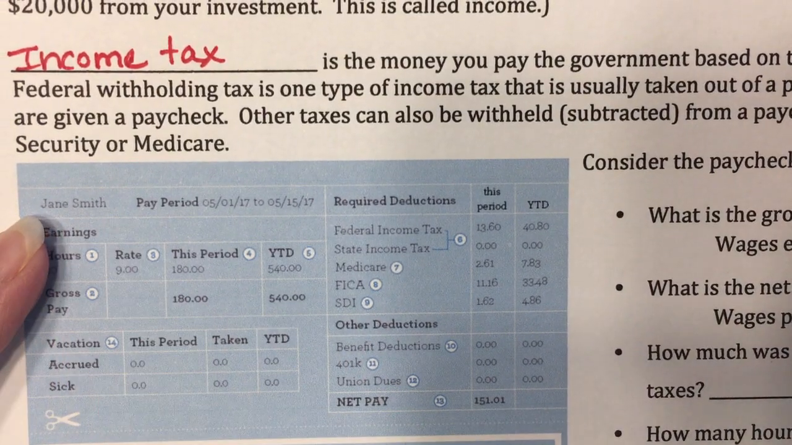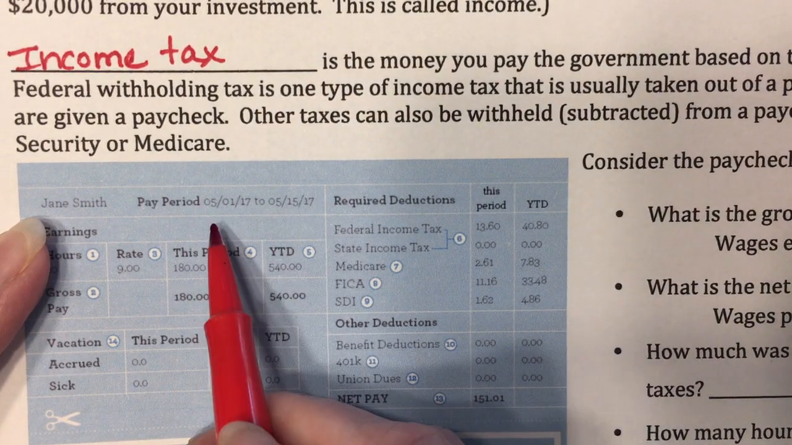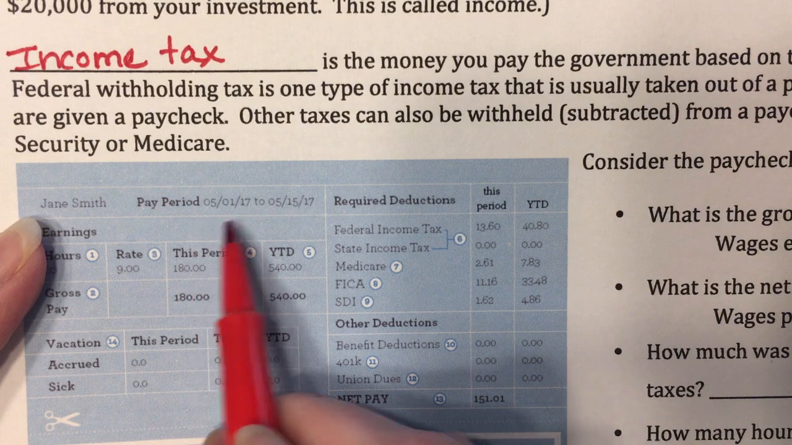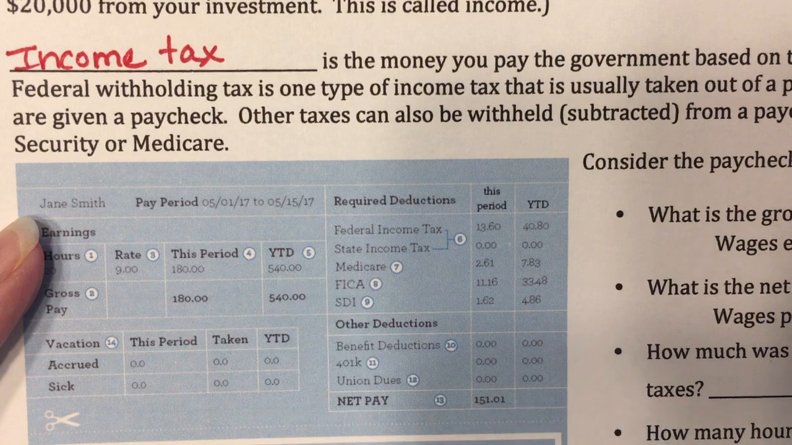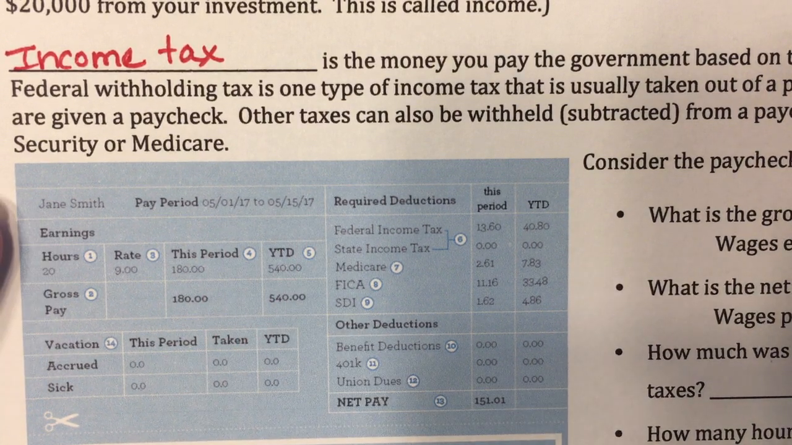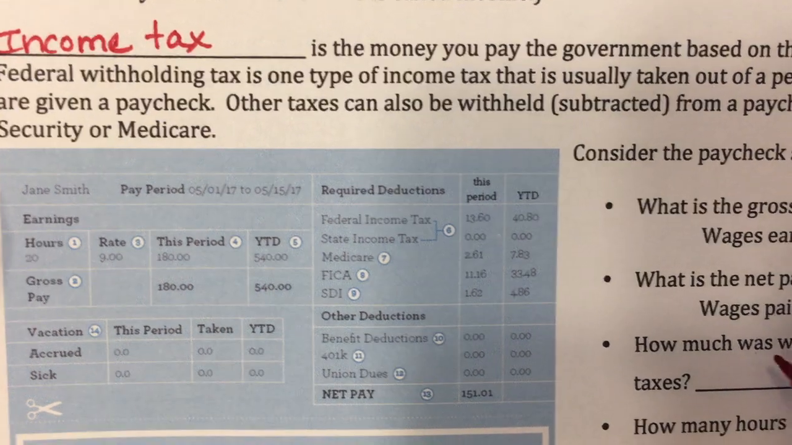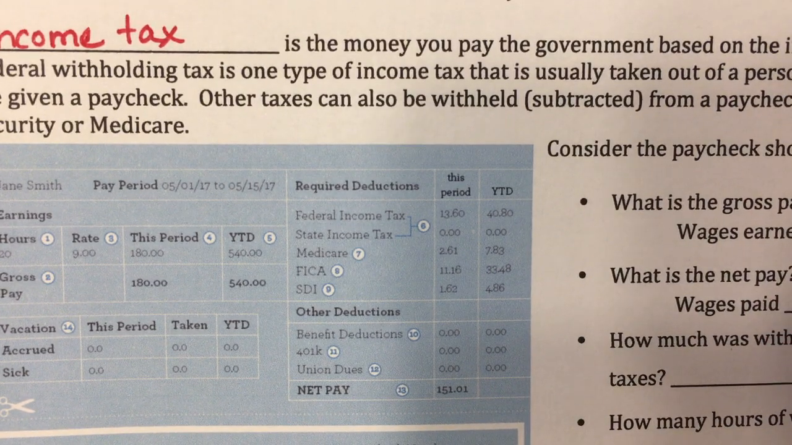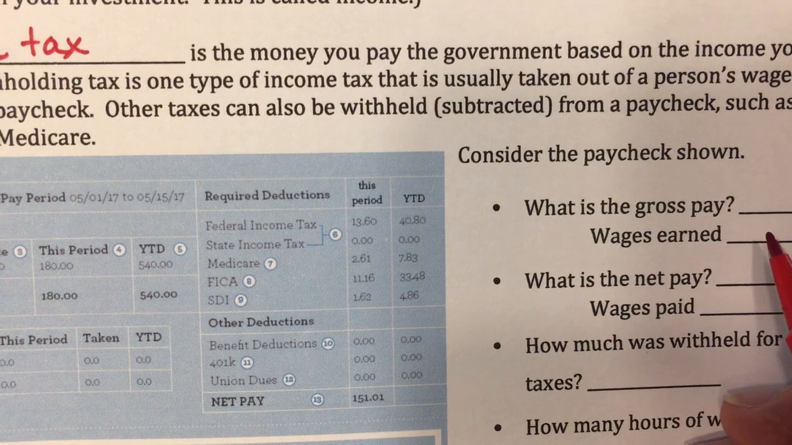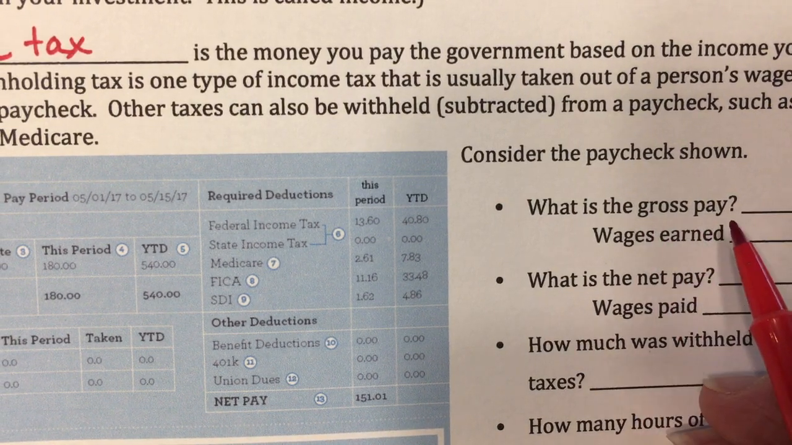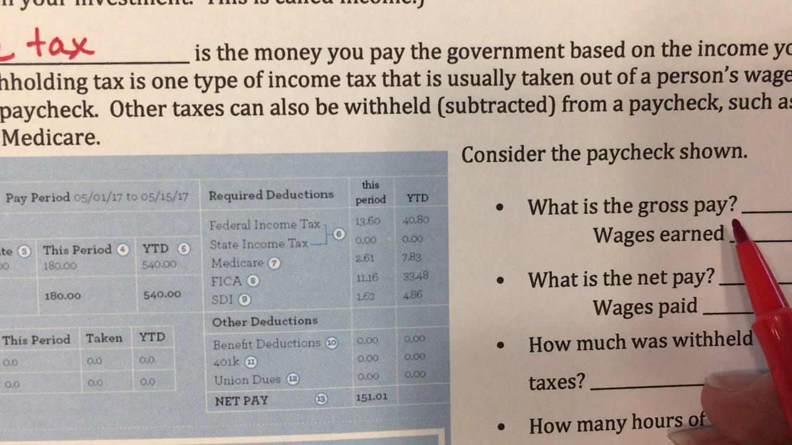This is Jane Smith. She's being paid for the period of May 2017 to May 15th, 2017. So this is a 2-week period. So we just want to answer some questions based on her paycheck. All right, so it asks us, what is her gross pay, right? Which sounds kind of funny to call it gross pay. It doesn't mean it's ugly or anything like that.